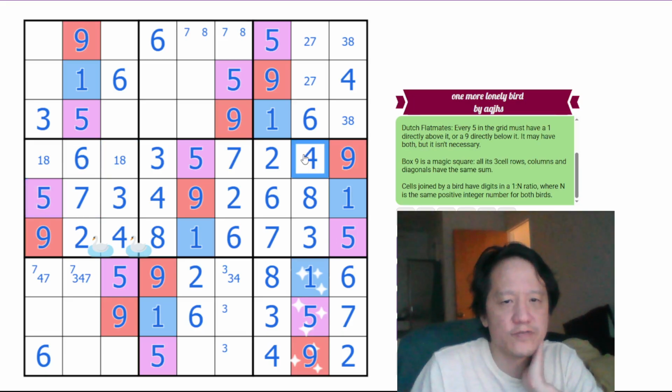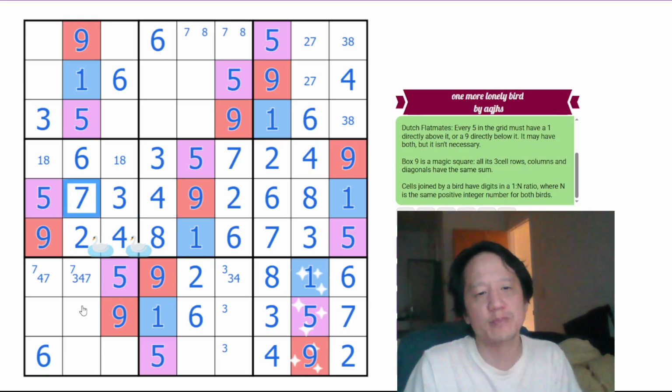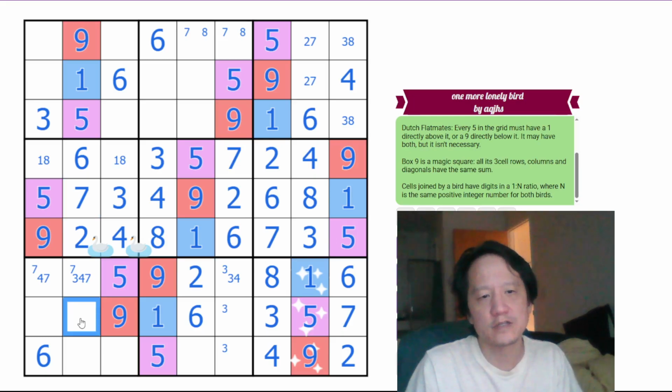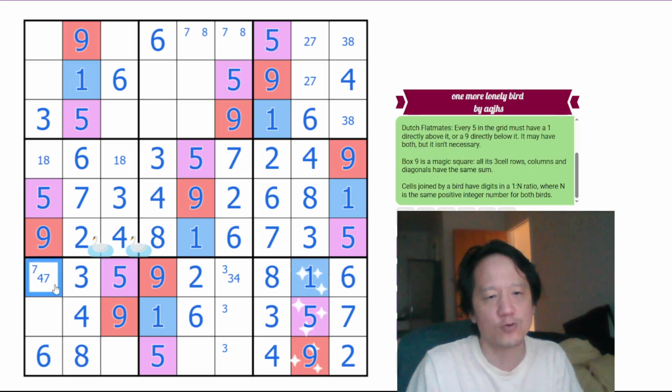In box 6, 4 is in that position. Yep. Box 5, 4, yep, is in that position. Box 7, is 4 in that position? Not yet. So this must be 4. This can't be 7 or 4. This is 3, which makes this 8. 4 eliminates 4 here, so it's 7. 3 eliminates 3 here, it's 4.